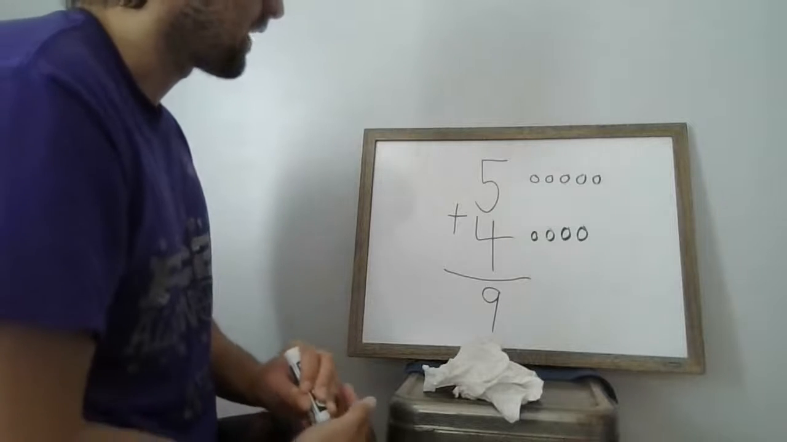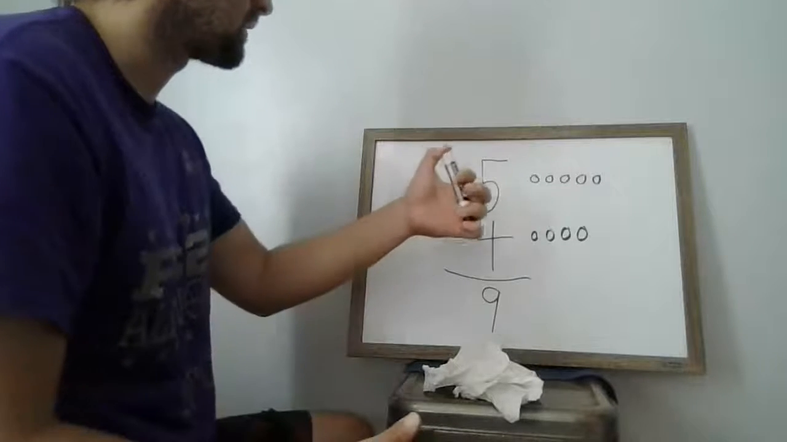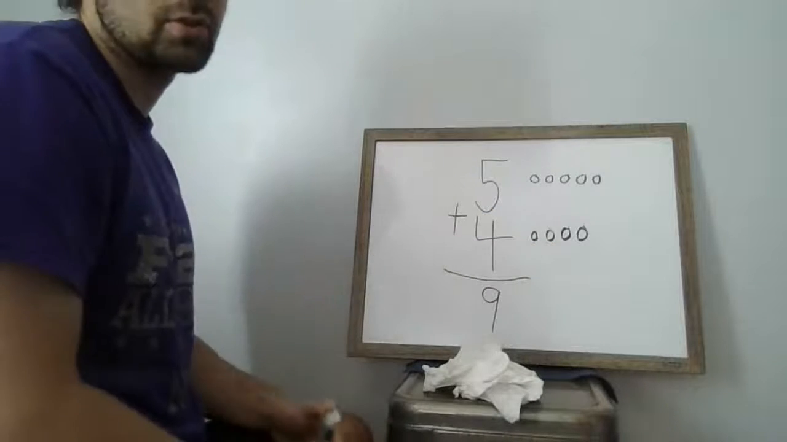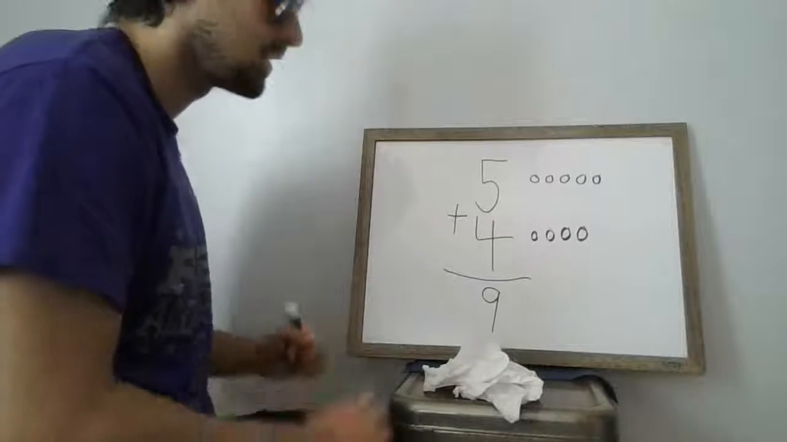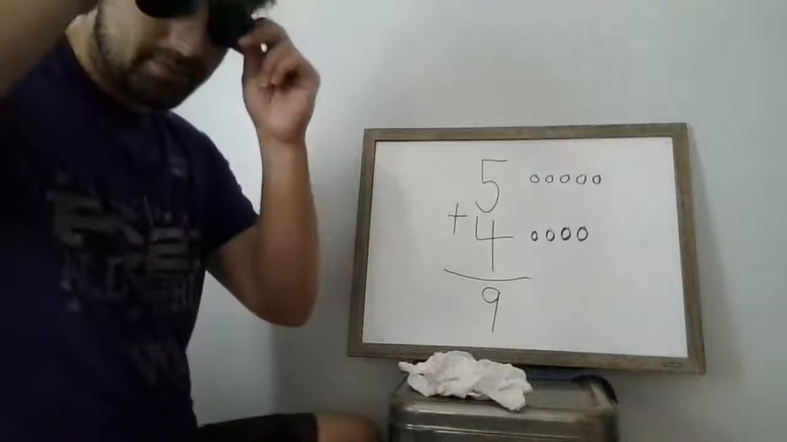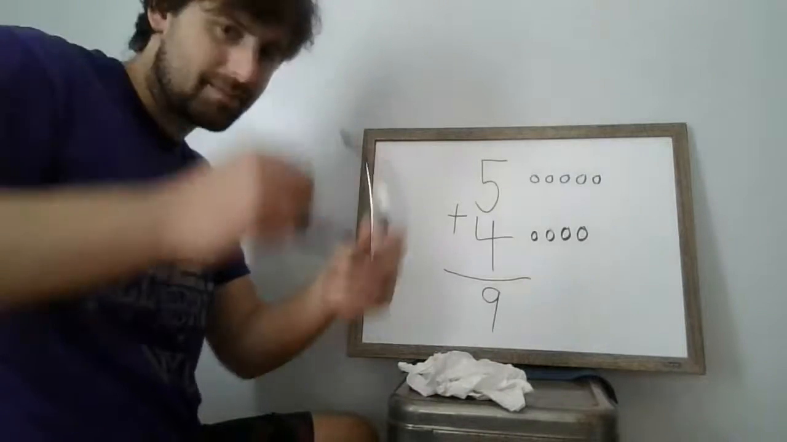So since we were adding 5 plus 4, I made 5 circles next to the number 5. I made 4 circles next to the number 4, and then I counted the total number of circles. So that's the strategy right there. Now I'm going to do another one. Shades are going to come off for this next one.